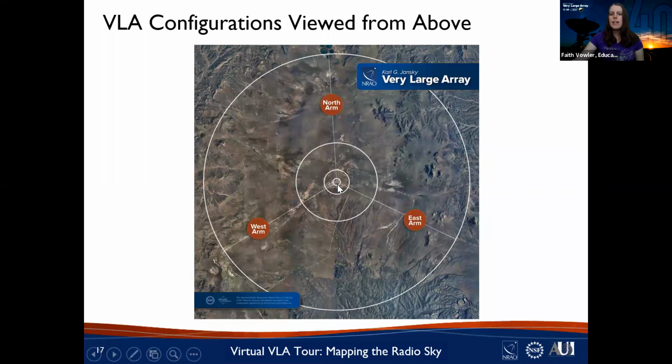So the small white circle that you see here in the middle is the D configuration. Then you have C right here, and you have the B configuration here, and the A configuration is the big white circle around the edges. And when we move between these configurations, we go from smallest to largest, so backwards in alphabetical order, D to C to B to A, and then back down to D.